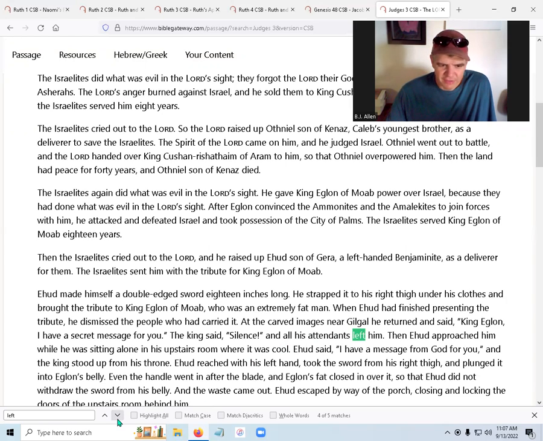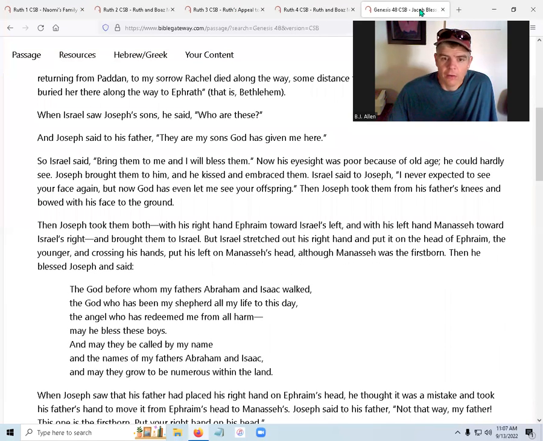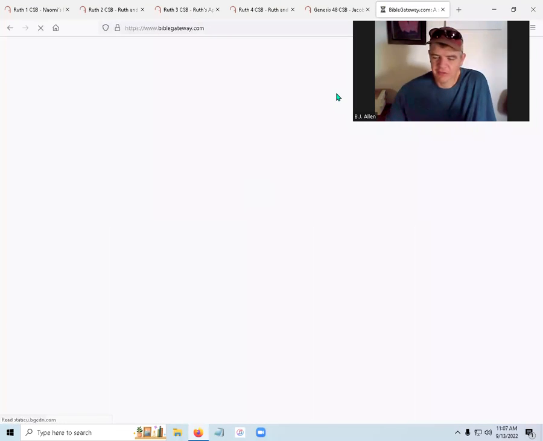All his hands left him. Ehud reached with his left hand, took the sword, and plunged it into Eglon's belly. Yeah, Eglon of Moab. Okay. Ehud, a left-handed man. I am not left-handed. Oh no, I totally messed that up.